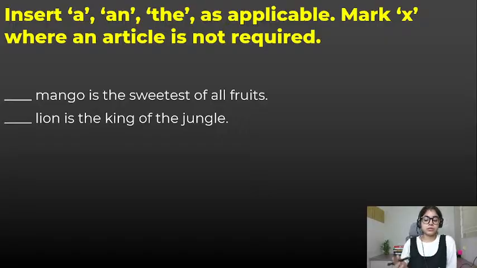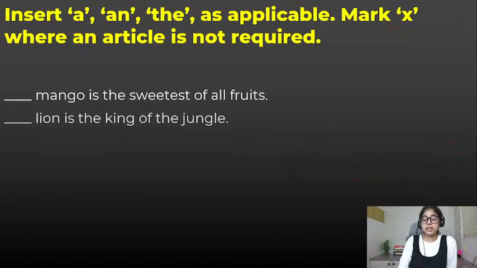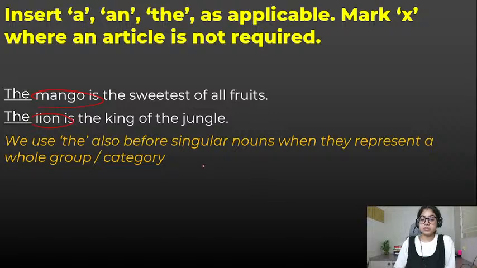Now, this is very similar to the previous rule. The previous rule was the before adjectives used to denote entire group of people. Similarly, the next rule is when one singular noun is used to denote an entire group of nouns. For example, mango is the sweetest of all fruits. A mango, मैं सिर्फ एक मैंगो की बात नहीं कर रही हूँ, सारे के सारे मैंगोज होते हैं, सारे के सारे लायंस जंगल का शेर होते हैं. तो same rule, we use the before singular nouns when they represent an entire group and category of people.